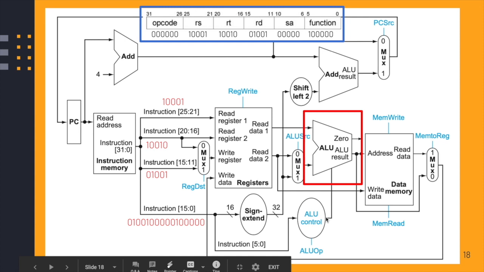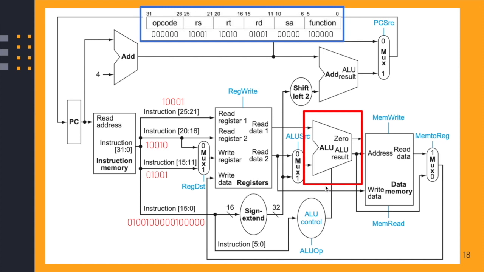How do we know the addition operation? We have something called the ALU control. The ALU control tells the ALU which operation to perform, and we will talk about the ALU control later, but for now you need to know that it will tell the ALU, okay, perform an addition, perform a subtraction. It's like selecting which arithmetic operation it will perform. Great, that's the execution stage.